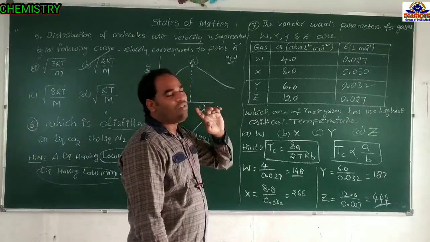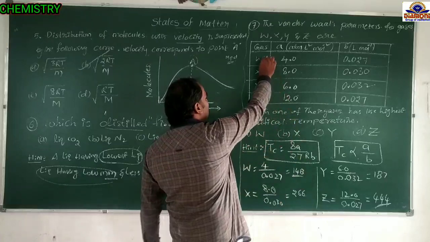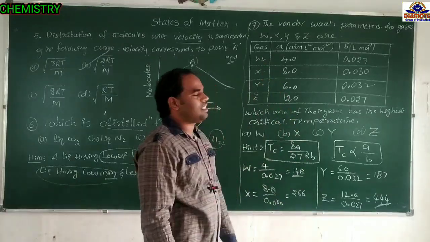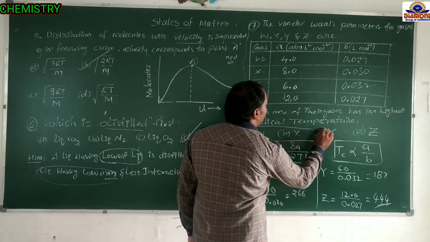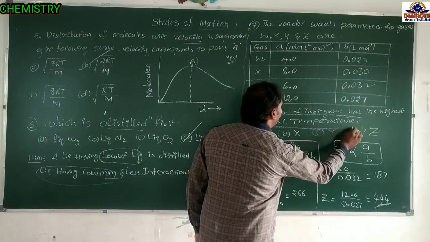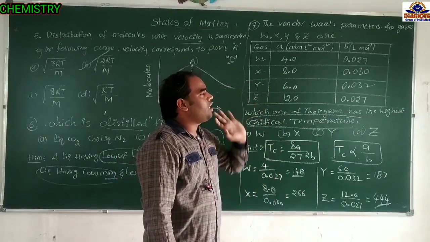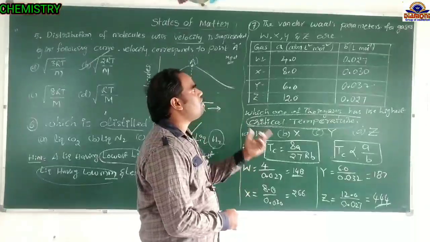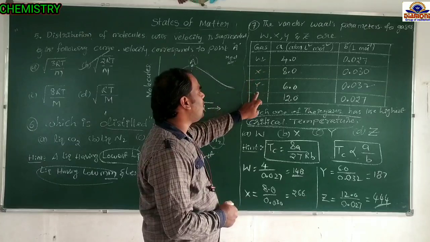From this data, we want to find out which one of these four gases has the highest critical temperature value. So they are asking what here? Critical temperature value. So here they are given the van der Waals parameter values for W gas, X gas, Y gas, Z gas.